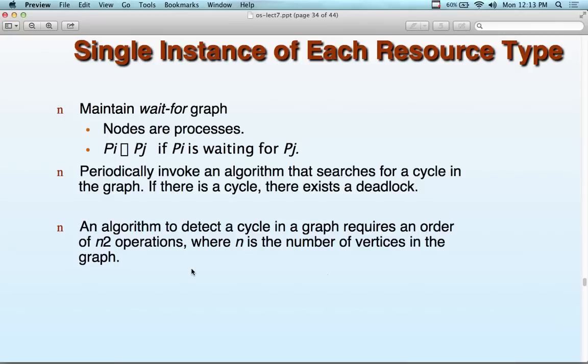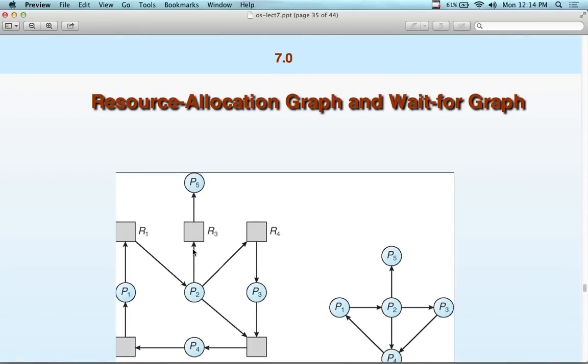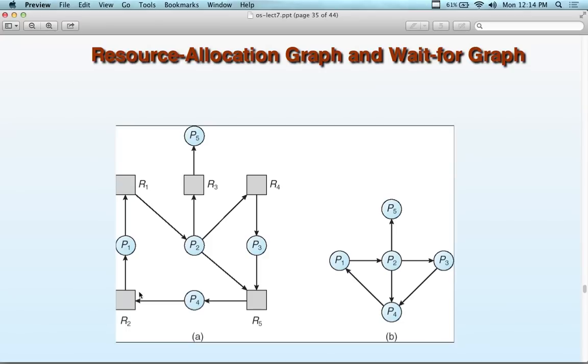Just picking it up and detecting it could be too time consuming to outweigh the cost of just letting it happen. An algorithm to detect a cycle in the graph requires an order of n squared operations, where n is the number of vertices in the graph. It could be computationally expensive depending upon the number of resources that you have and the number of processes that you're running. Here's the wait-for graph and the resource allocation graph. You take the resource allocation graph, create a wait-for graph, and see who's waiting. If there's a cycle, you have a deadlock.